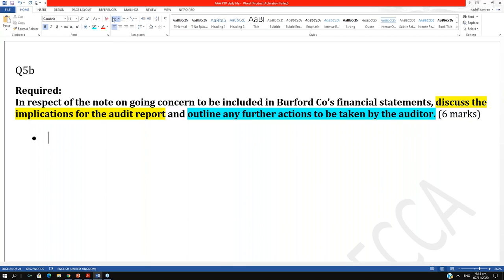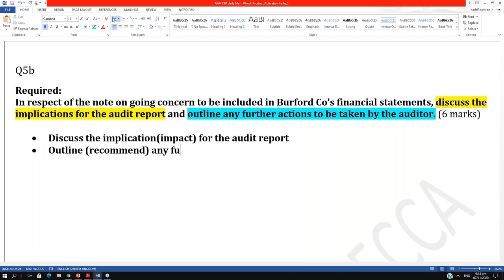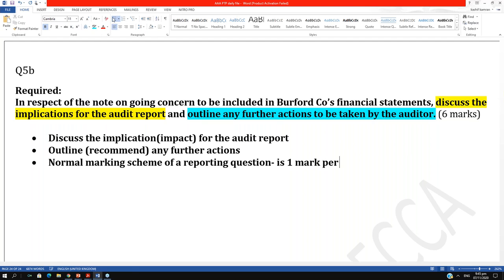So the first thing the examiner wants us to do is discuss the implication. Implication means impact. So discuss the impact for the audit report, number 1. And number 2, outline means to recommend any further actions. Now, in a reporting question, apart from going concern, every matter is worth 2 marks. But the normal marking scheme of any reporting question is 1 mark per point. Only a going concern matter is an exception. A going concern matter is worth 2 marks. Beside that, anything in a reporting question will be worth 1 mark.